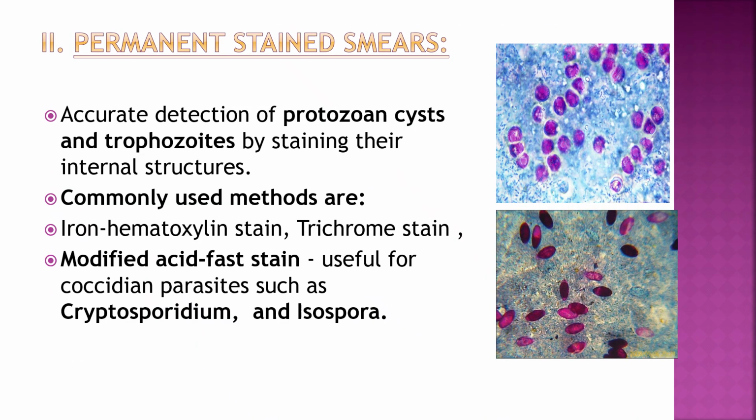The second method is the permanent stained smears. It is done for detection of protozoan cysts and trophozoites by staining their internal structures. The common methods are: first, the iron hematoxylin stain or trichrome stain, and modified acid fast stain. It is useful for the coccidian parasites like Cryptosporidium and Isospora. In that, 0.5% acid, that is H2SO4, is used, and that is why it is called modified acid fast stain. These parasites are mostly opportunistic infections in HIV patients.